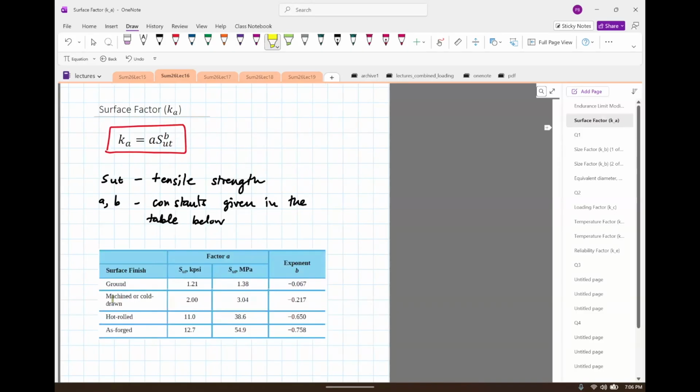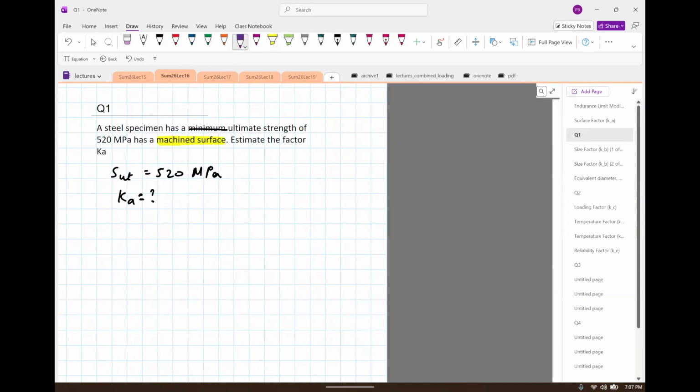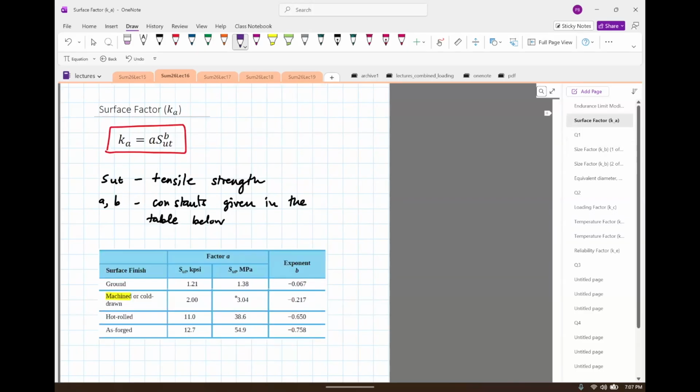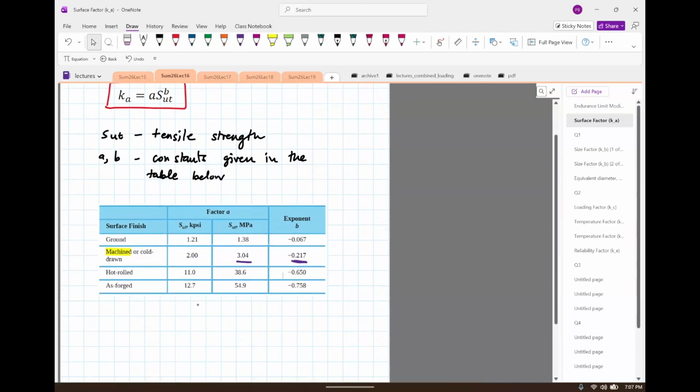So we go back to this table and see that machined or cold drawn has A given by, well, in this case, we have KPS and MPa, so FPS and SI. We need to figure out what to use. In this case, we're going to use SI because the strength is given in MPa. So we use this A, 3.04, and then B is the same irrespective of FPS or SI. So we have A equal to 3.04, B equals minus 0.2217.